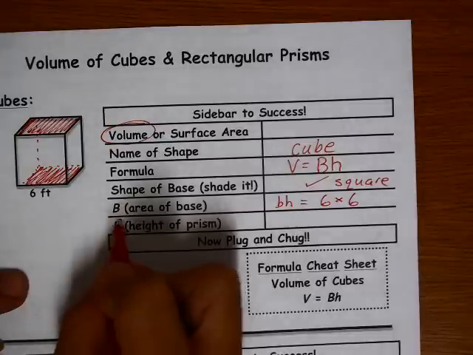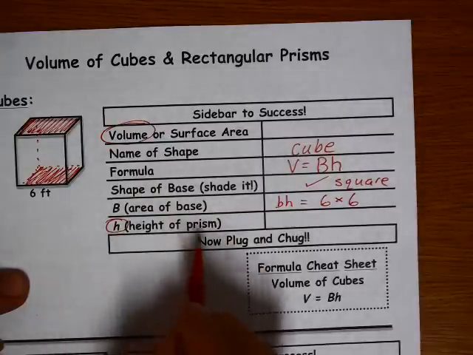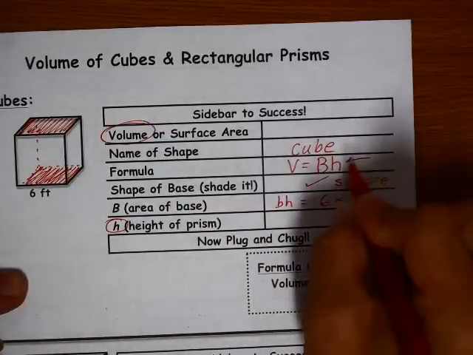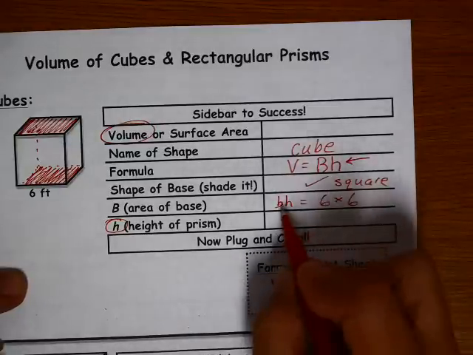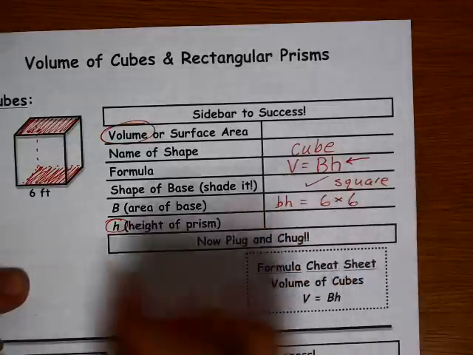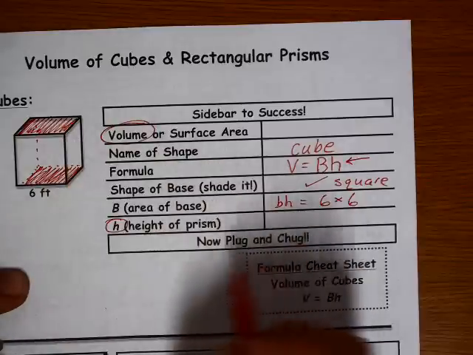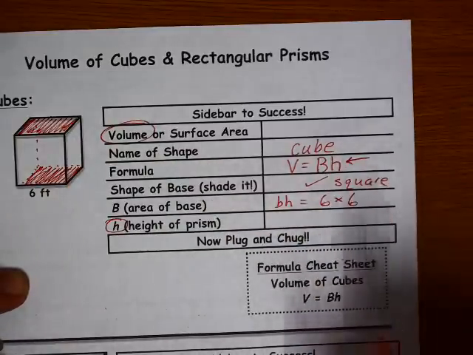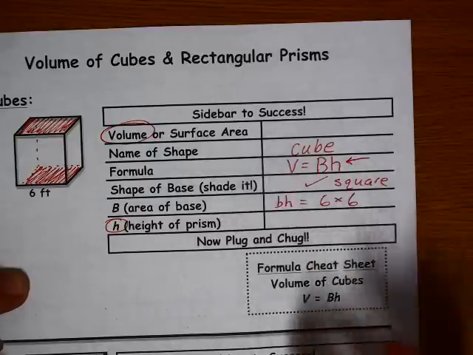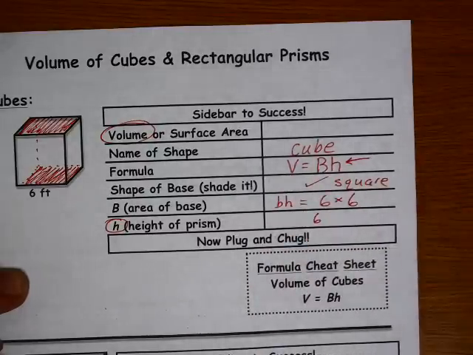Now, the height, when we look at it on this side, for the formula here, this H is for the height of the prism. I know we did base times height for the area of the square right here, but when it's in the formula like this, it's the height of the prism, because that's what we're trying to find, the volume of the prism. So that is also 6.